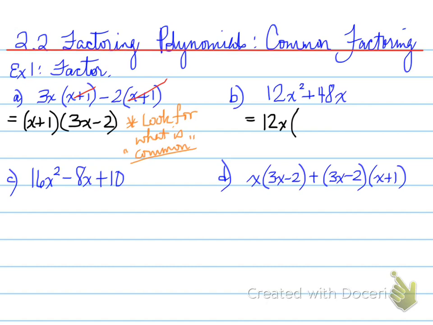What's left when you take out the x? 12x from 12x squared, you're left with x, and then plus what? Plus 4. 12x times x plus 4. All right, and this here is the common factored step of part B. Let's look at the next one.